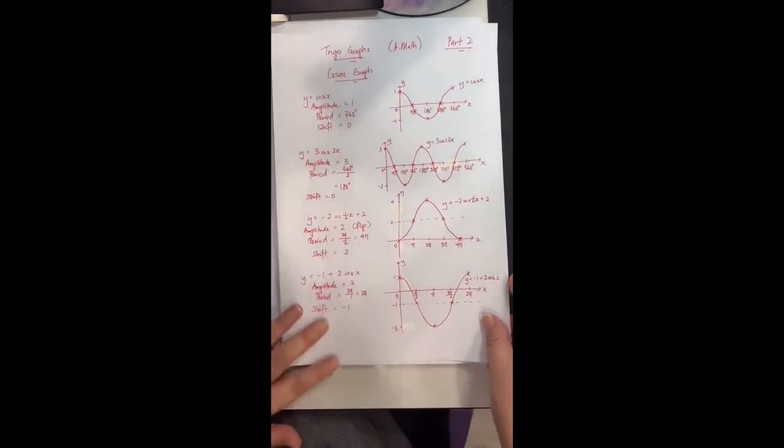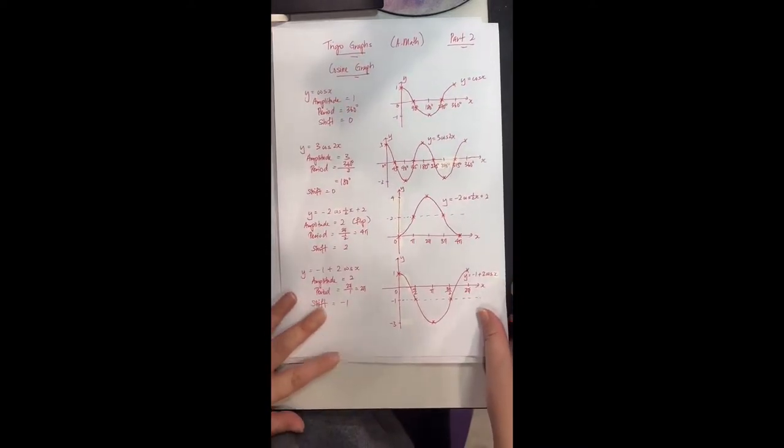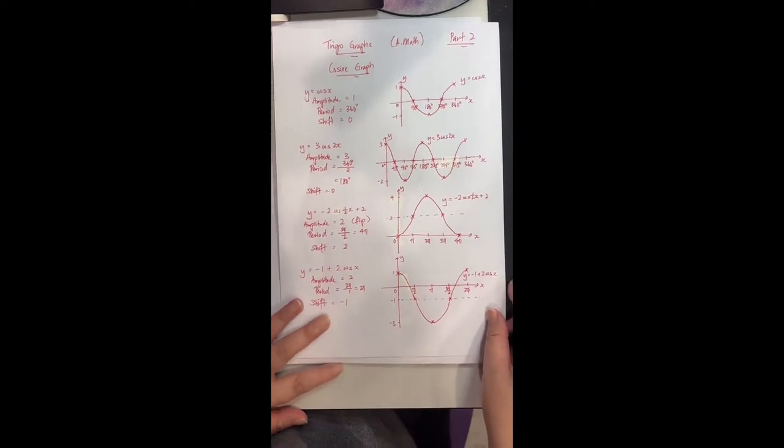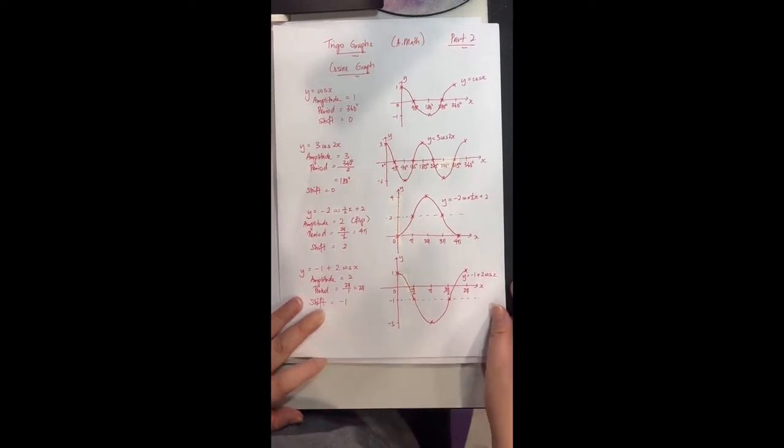So it's similar to exactly what I did for my sine graph. The only difference is the shape of your cosine graph.